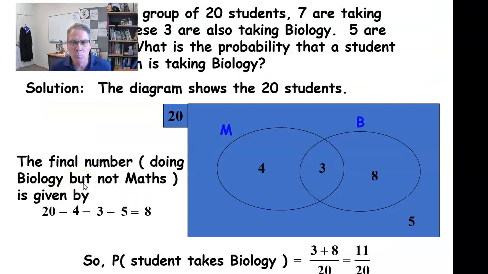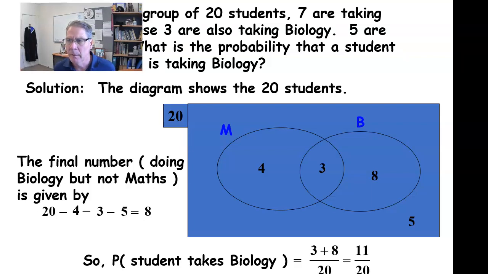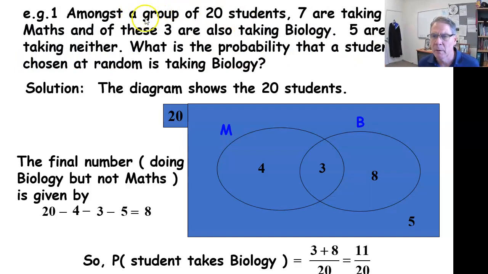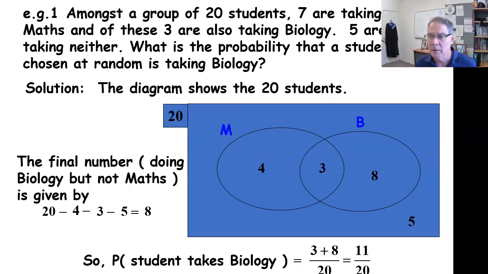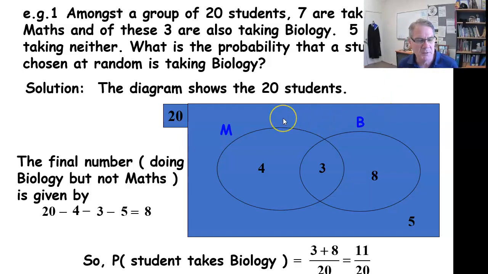The first one is actually more basic, and that is our good old Venn diagram. So let's say we've got a group of things, people here, and what have we got? 20 students, 7 are taking maths, 3 are taking biology, 5 are taking neither. What's the probability of a student taking biology? Well, the diagram has 20 students, so how do we represent that? Well, this must be adding up to 20 altogether.